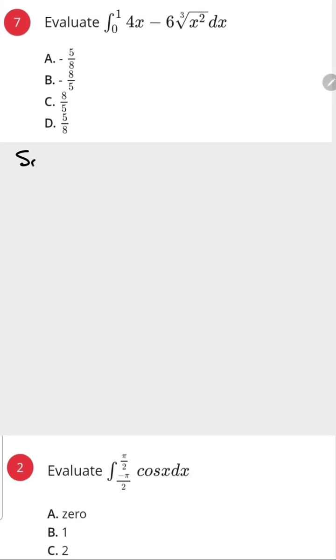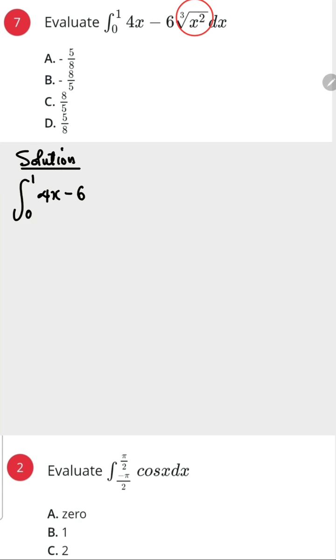So, guys, the first one is a definite integral issue, which I have integral from 0 to 1 of 4x minus 6. Then see what I'm going to do. You see this? Let me show you so that you see it very well. I'm going to change it to indices so that it will be very okay for me.